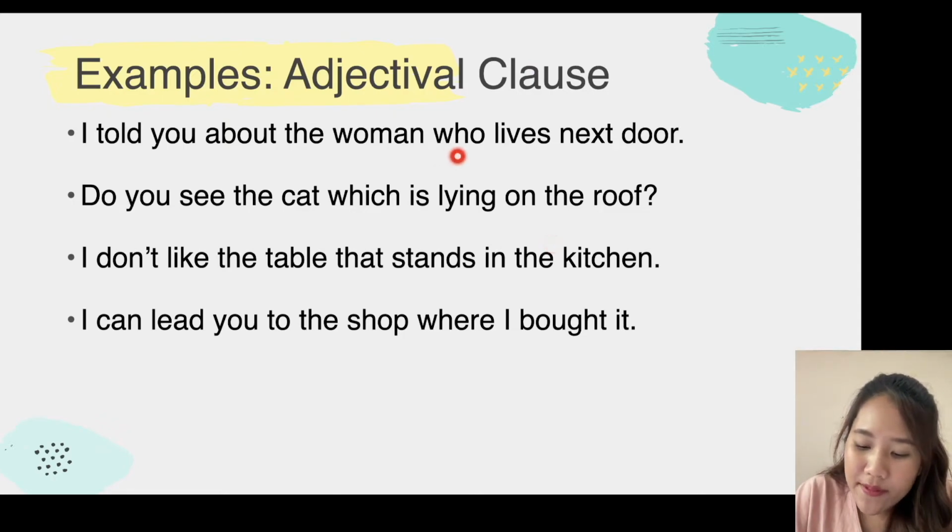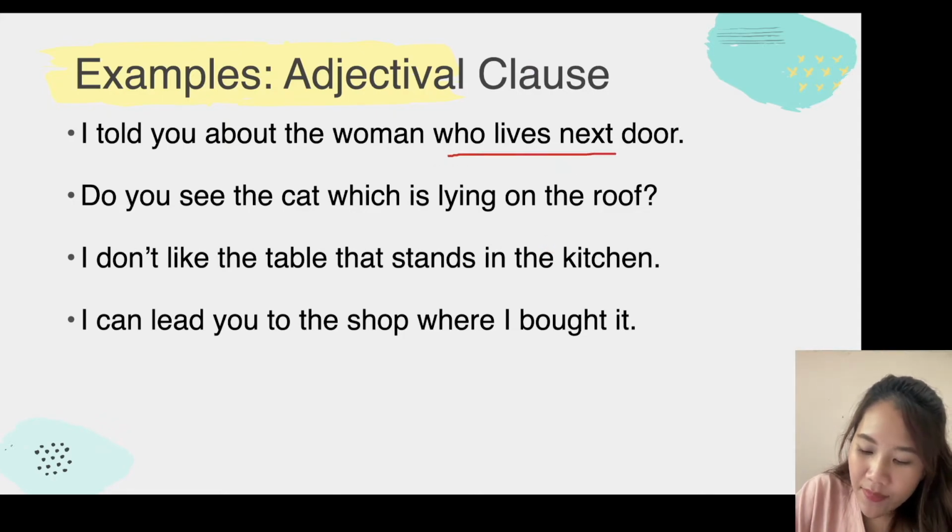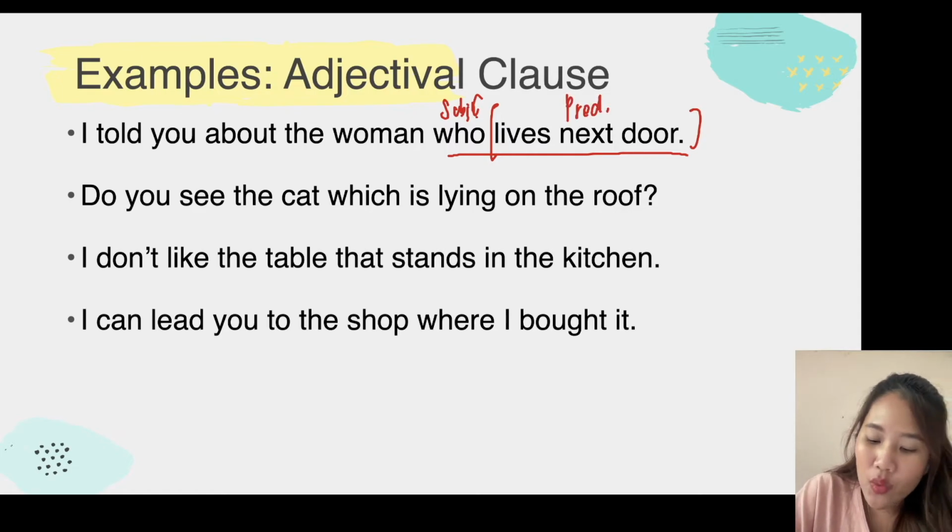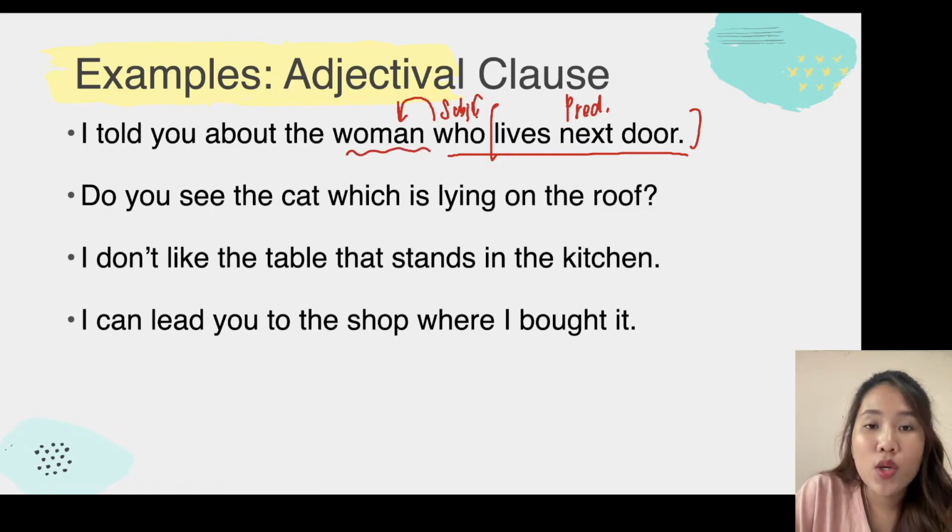So who lives next door is the dependent clause since we have the subject who and lives next door is the predicate part. So who lives next door is the adjectival clause modifying woman. Which woman? Oh, the woman who lives next door.